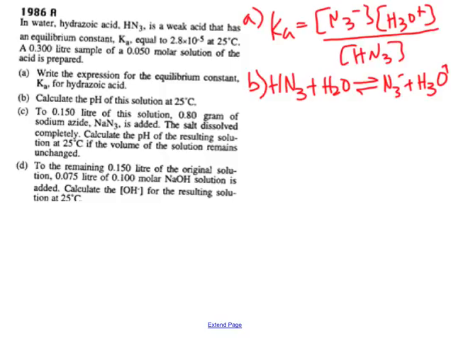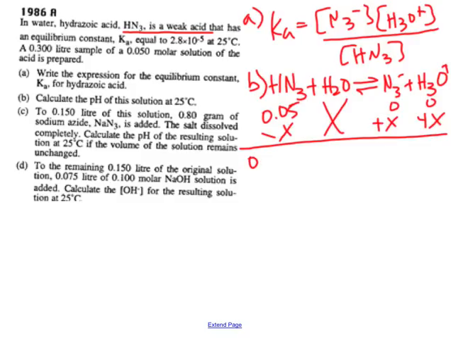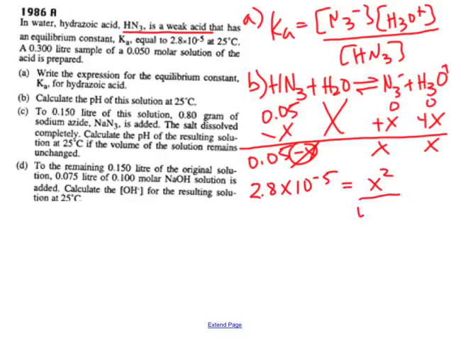Part B says to calculate the pH. Again, classify what you have. Weak acid. So I put it in a RICE table, and it says I have 0.3 liters. I don't care how much I have. What's important is that it's 0.05 molar, 0, 0, minus X, plus X, plus X. 0.05 minus X, it's going to be negligible, X and X. I'm going to plug it into my expression with the Ka that they give me of 2.8 times 10 to the negative fifth equals X squared over 0.05.